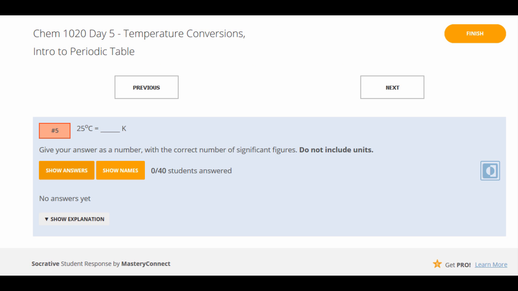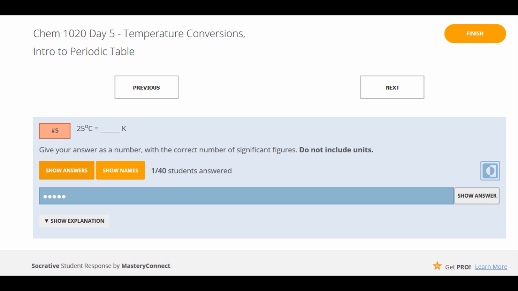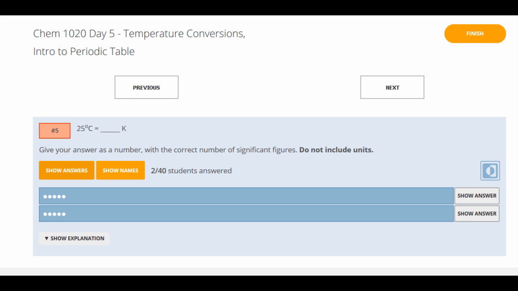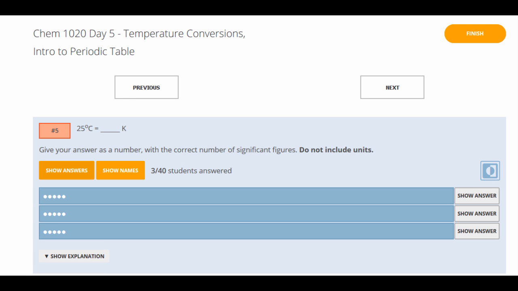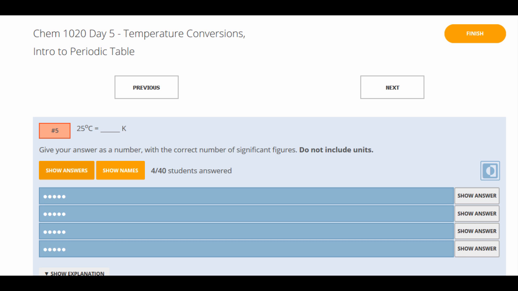All right, let's start getting these into the Socrative system. For the first one, get your answer input. 25 degrees Celsius is how many kelvins? Remember significant figures.